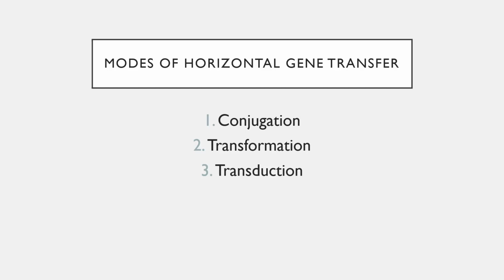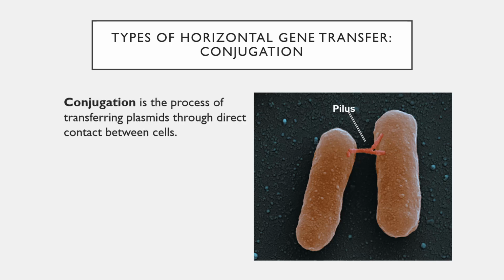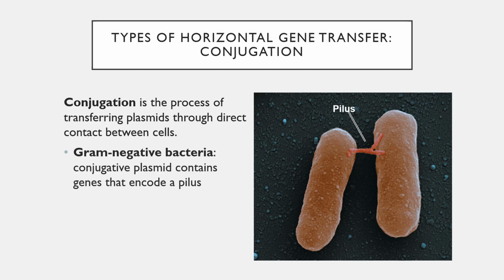Conjugation is something that we've talked about before. It's the process of transferring plasmids through direct contact between cells. When we're talking about a gram-negative species of bacteria, conjugation takes place through a pilus or pili. There are special conjugative plasmids that encode the genes which give a bacterium the ability to create a pilus and then transfer that plasmid through the pilus to another bacterium.